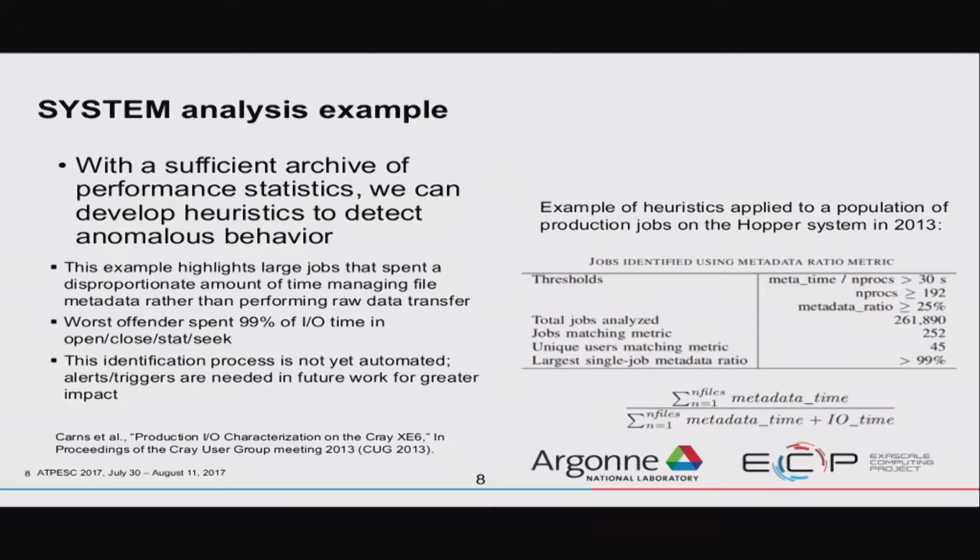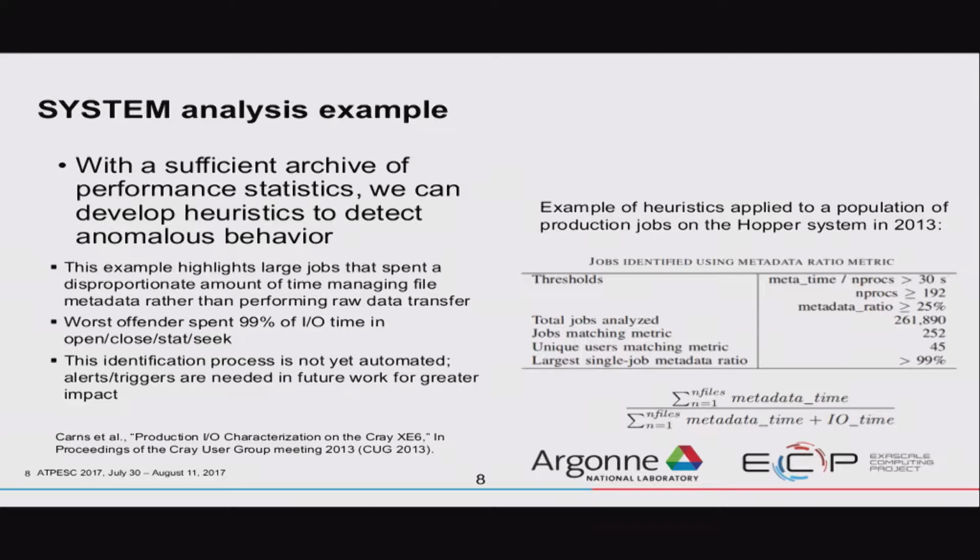So as an example of what kind of stuff you can find, this chart is from a study we did on a previous generation system at NERSC, where we mined all the Darshan logs to look for ad hoc heuristics. And one thing we looked at was, how many jobs are doing a lot of metadata? Metadata is like opening files, closing files, seeking, setting attributes, stat, that sort of thing. They're not actually moving data to and from the storage media.